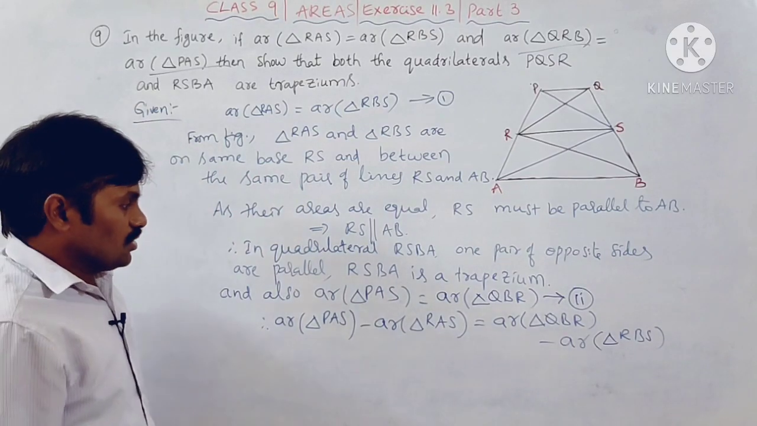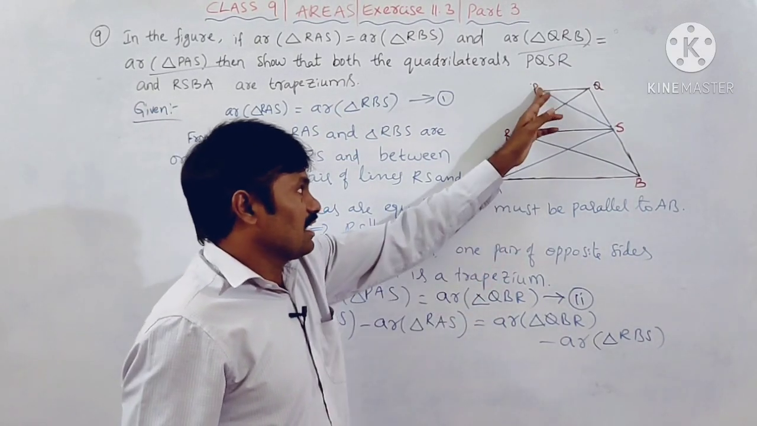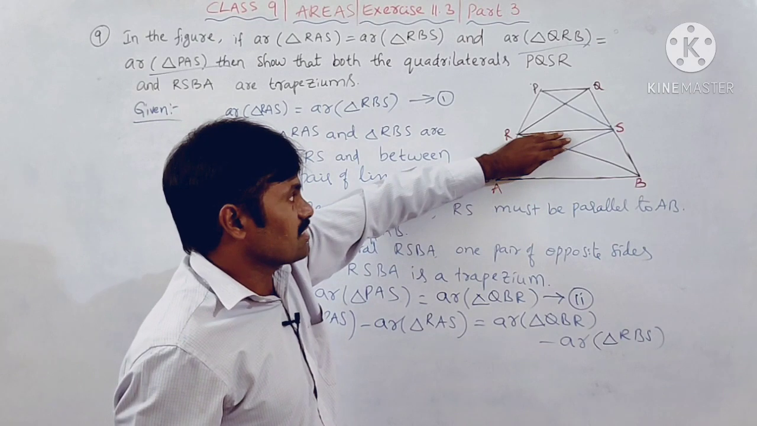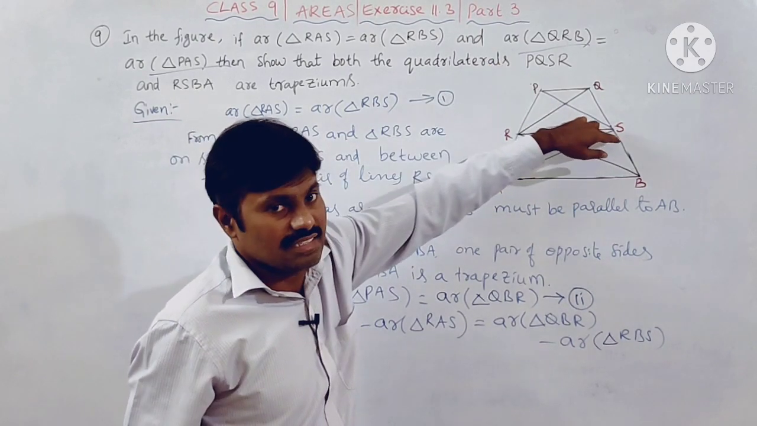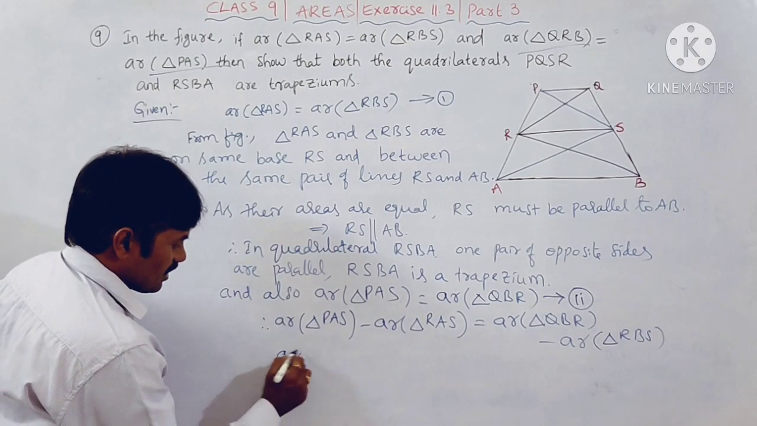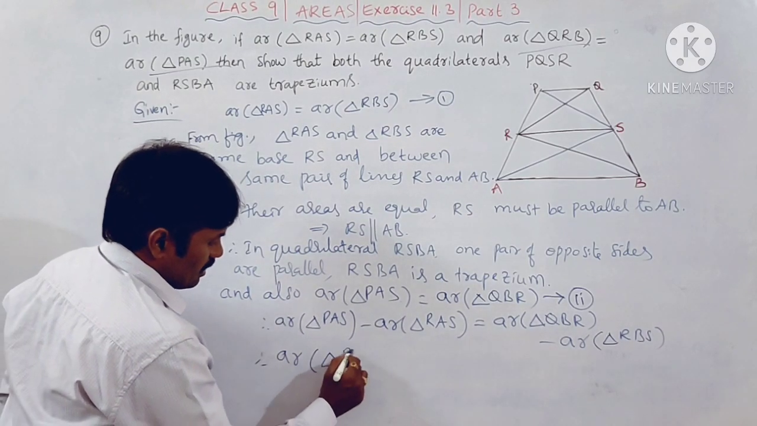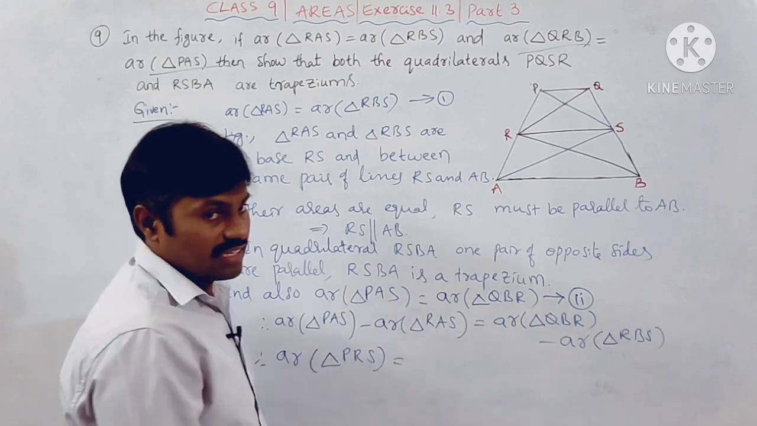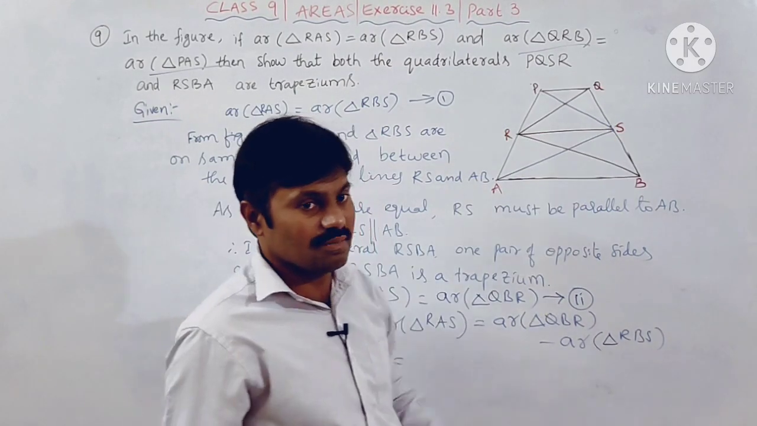So from this full triangle PAS, I have removed RAS. Then what will be the remaining? PRS is the remaining. What will be the remaining? Area of triangle PRS is the remaining.